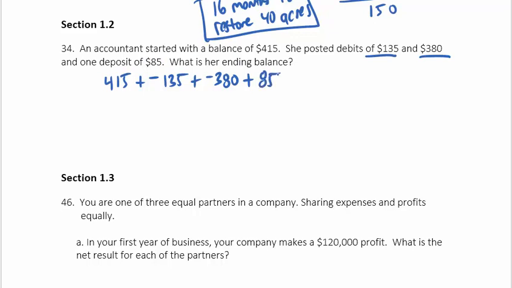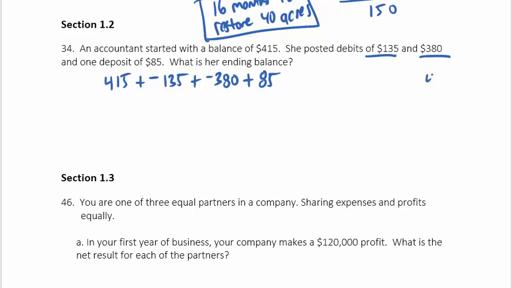Okay? So a couple ways of doing this. We can add the positive numbers together and then subtract these two, and I think that's probably the easiest way to do it. Or we could just work left to right. 415, subtract 135, get that answer, subtract 380, and then add 85. Let's start by adding 85 and 415 together. So I'm going to take my positive values, combine those, and while I'm at it, take my negative values and combine those as well.